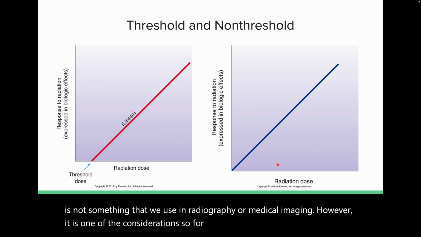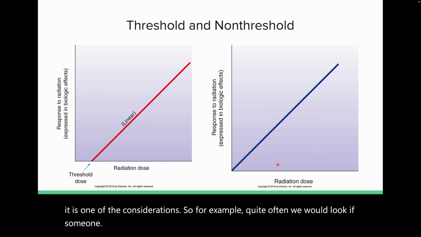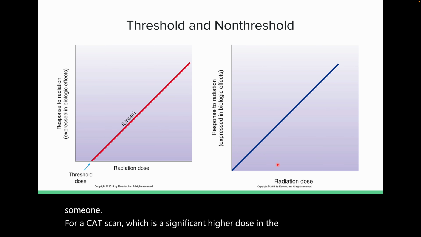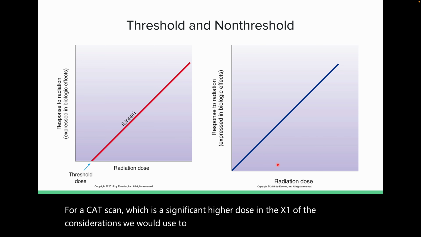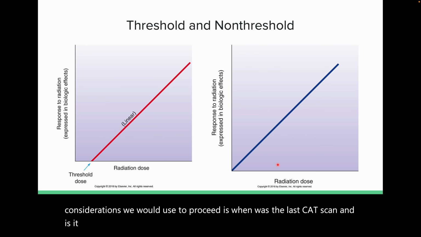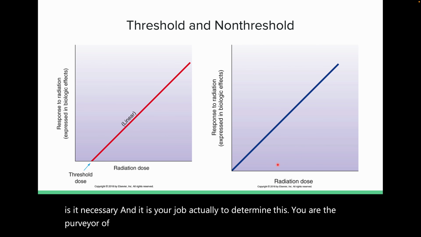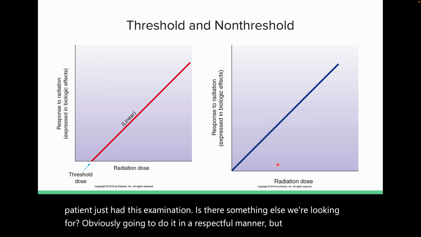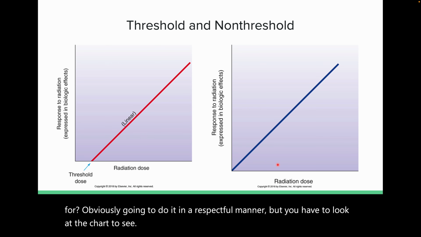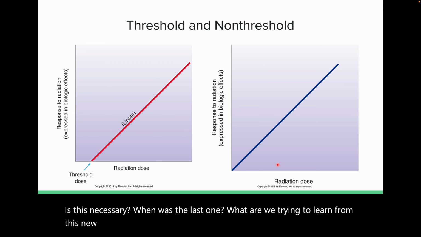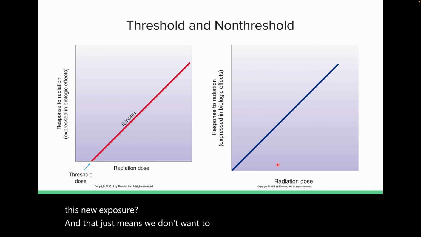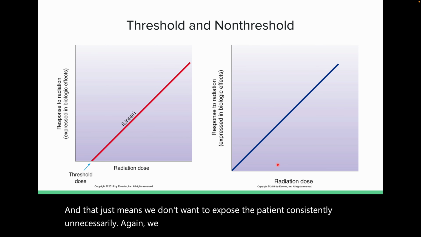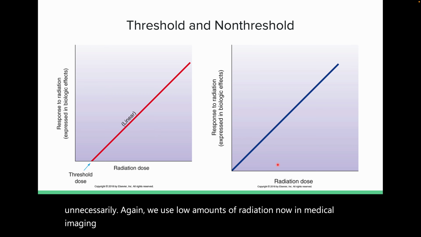So for example, quite often, if someone is ordered for a CAT scan, which is a significantly higher dose than X-ray, one of the considerations we would use to proceed is, when was the last CAT scan, and is it necessary? And it is your job actually to determine this. You are the purveyor of radiation exposure, so you have to go and ask the doctor. The patient just had this examination. Is there something else we're looking for? Obviously, you're going to do it in a respectful manner, but you have to look at the chart to see, is this necessary? When was the last one? What are we trying to learn from this new exposure? And that just means we don't want to expose the patient consistently and unnecessarily. Again, we use low amounts of radiation now in medical imaging, but there's still a risk of damage.